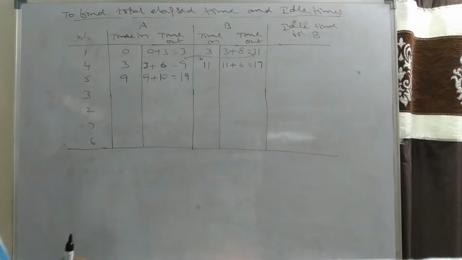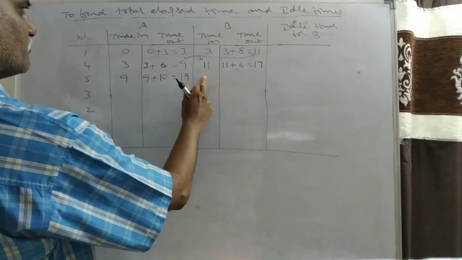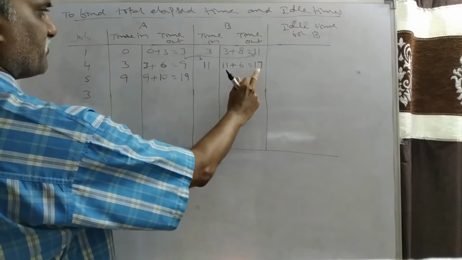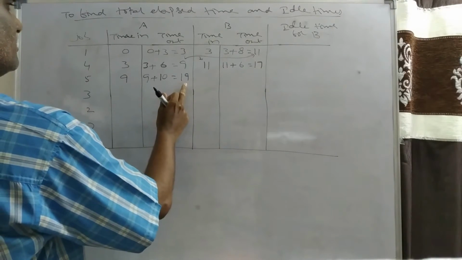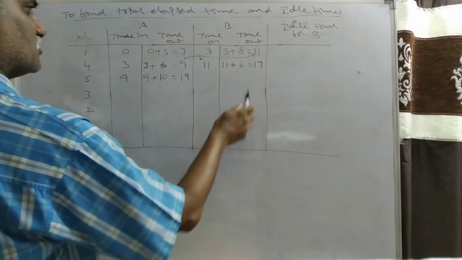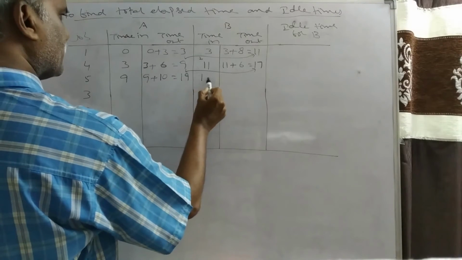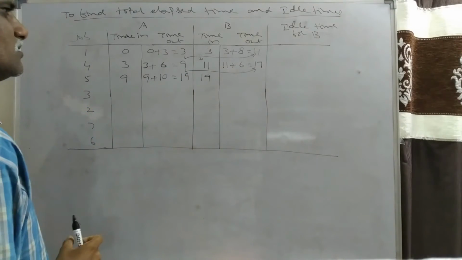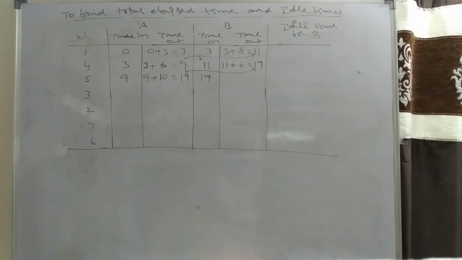Okay, right. Next. What is the timing for job 5 on machine B? Okay. So the previous completion time is 17. Job 5 completed on A at 19 hours. So the maximum of these two is 19. So here we have the idle time for machine B.